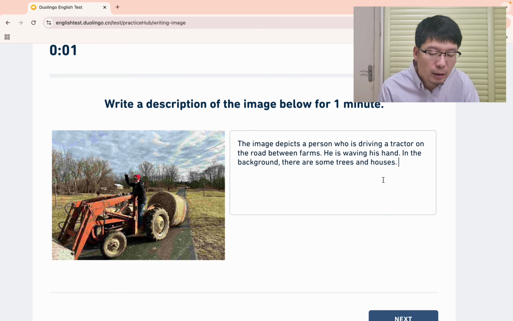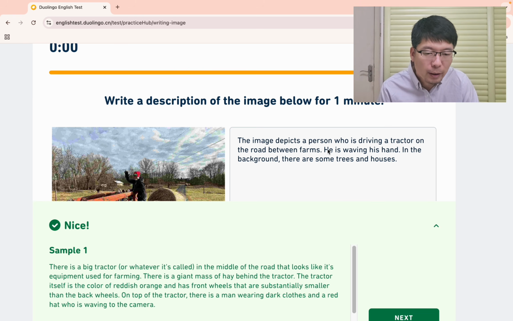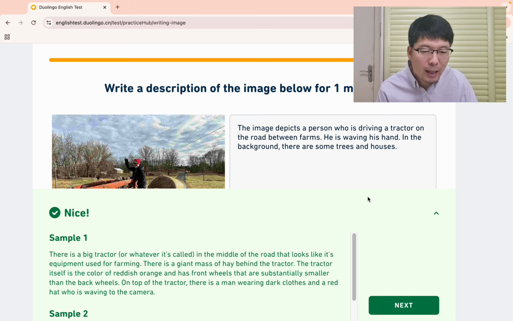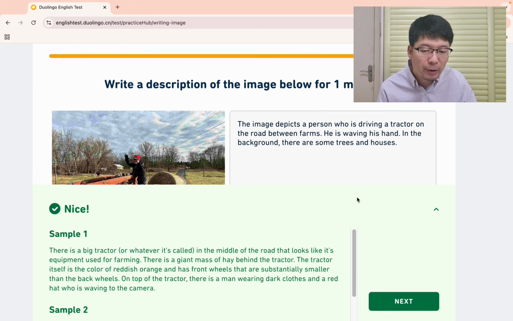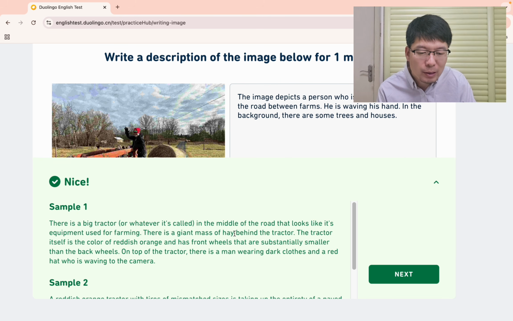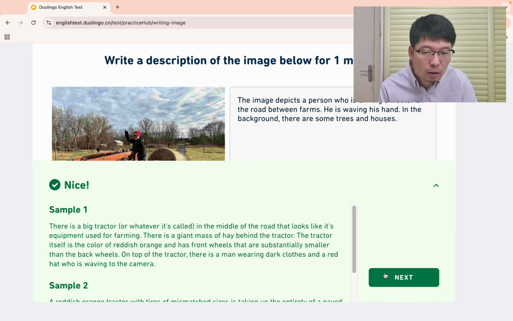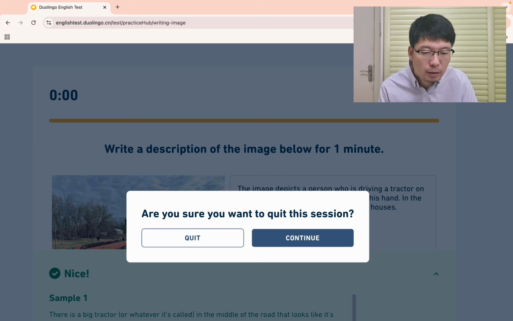Okay, so basically I have answered this question. Actually this answer is enough for you to get a score higher than 120, but if you can type very fast, you can also learn something from these sample answers. Okay, so let's quit.